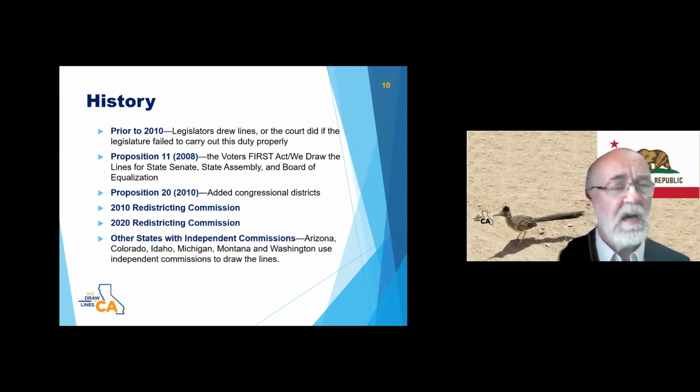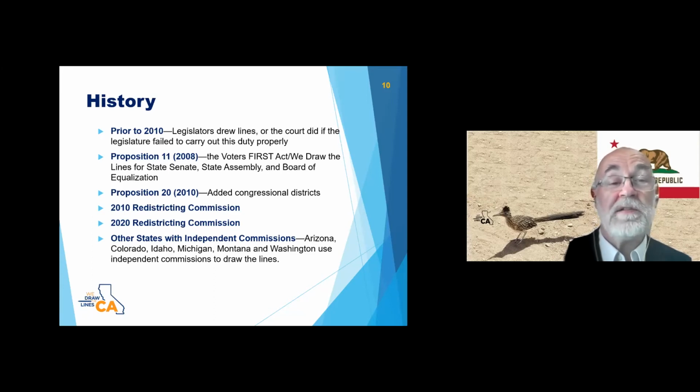Just a bit of history. Prior to 2010, it was California state legislators who drew the lines. And if they didn't do it in time or they were found to have done it wrong, the courts ended up stepping in. In 2008, Proposition 11 was passed by the voters, establishing the commission and giving it responsibility for drawing new lines for State Senate, State Assembly, and State Board of Equalization. That passed fairly easily, as I recall. And in 2010, Proposition 20 was on the ballot. It passed, and that added a mandate to the commission's responsibility to draw the congressional districts.